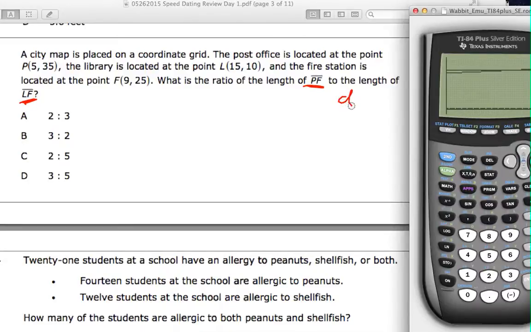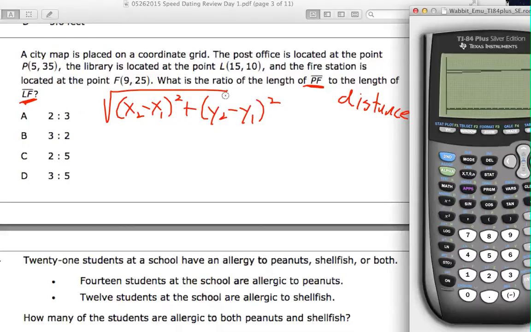Length, another good word for length is distance. So in this problem, we're going to be using the distance formula, which is the square root of x2 minus x1 squared plus y2 minus y1 squared. And we could draw out a picture, like, it's possible to just draw out a graph and say that, okay, P is at 5,35, and that L is at 15,10, and that F is at 9,25. But the accuracy of that drawing isn't actually going to help very much with the work. The work is just going to be about using this formula.